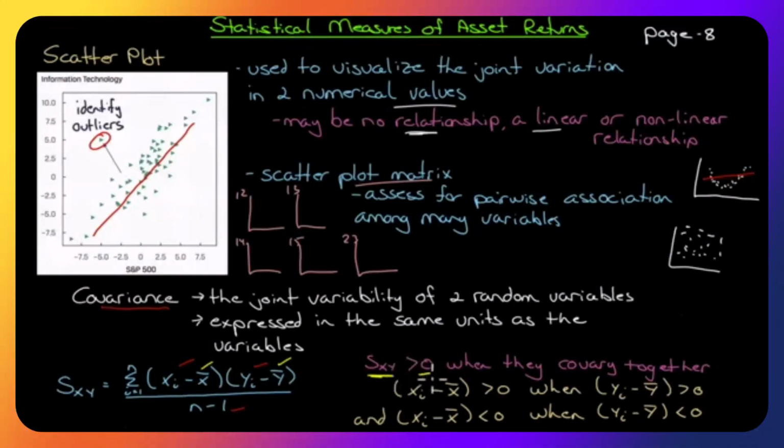The covariance will be greater than 0 when they covary together. That is, when the 2 variables have a tendency to display this: the observation on x is above its mean for x when the observation on y is above its mean, and when the observation on x is below its mean, the observation on y is also below its mean. So they covary together. Now that doesn't have to be a strict relationship in the data, but a tendency to display that relationship.